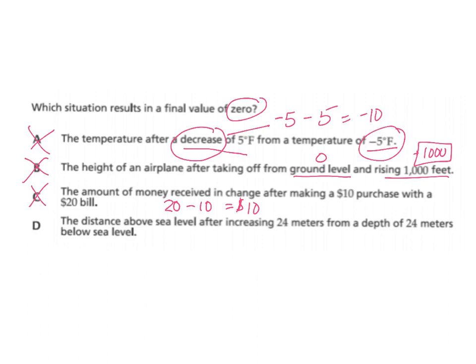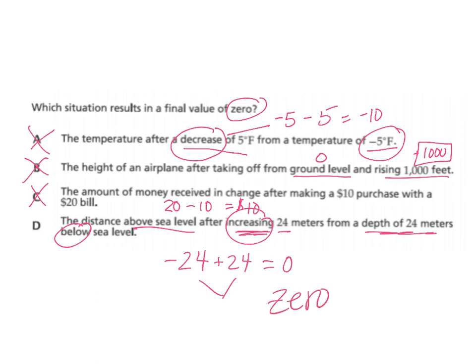And letter D says the distance above sea level after increasing 24 meters from a depth of 24 meters below sea level. So increasing is positive 24, and then this is coming from a depth of 24 meters below sea level, so this would be a negative 24. And as you should know at this point, negative 24 plus 24 is equal to 0. We call this a 0 pair.